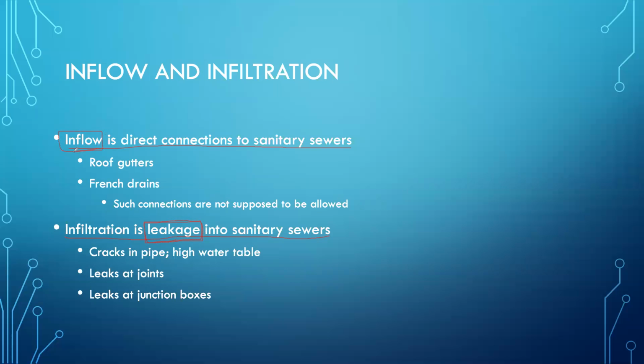connection, and in that direct connection is an accident. So if we directly connect roof gutters, French drains, or German drains, or Swiss drains, or even lateral drains. So I was trying to make fun of that. These connections aren't supposed to be allowed. So these are undocumented or unauthorized connections into sanitary sewers. They happen in every community.